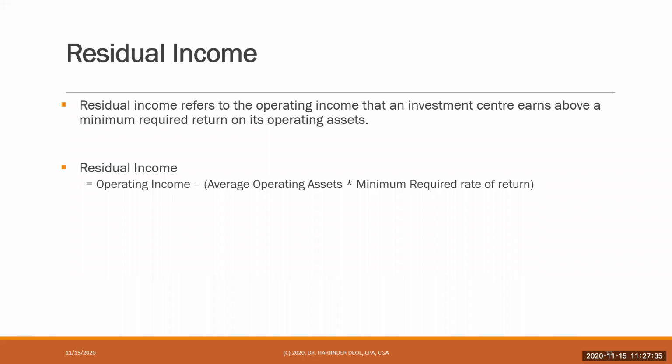So you would look at the average operating assets employed by the division, multiply the average of those operating assets with the minimum required rate of return to get the minimum required income, and subtract that minimum required income from the operating income to get residual income. You can also calculate residual income by multiplying the average operating assets with the excess of the return on investment over the minimum required rate of return percentage.